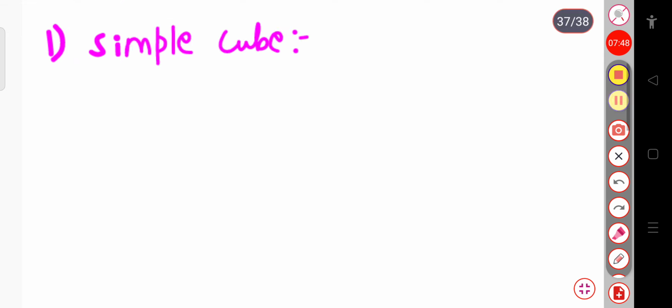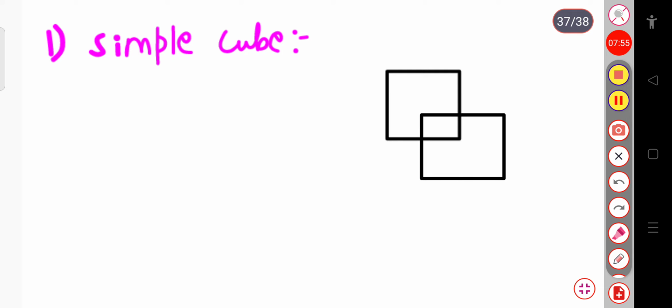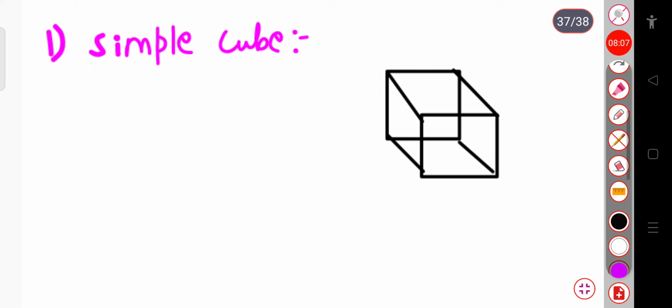So in case of a simple cubic structure, let me first draw. This is a simple cube. Here I am drawing the simple cubic structure. Now in the simple cubic structure, we know only the corner atoms are present. So here I am representing the atoms in the form of dots. Only the corner atoms are present in a simple cubic structure. Now our aim is to calculate the coordination number.